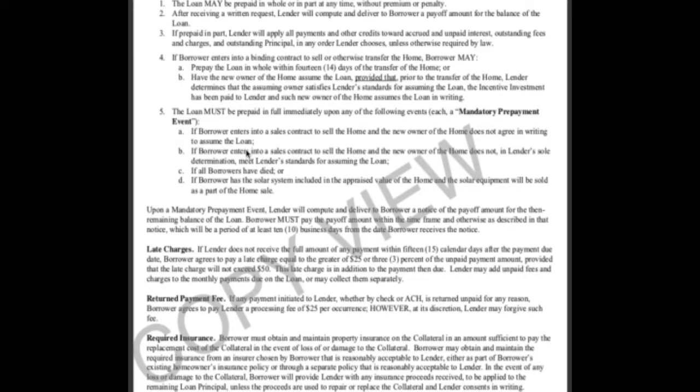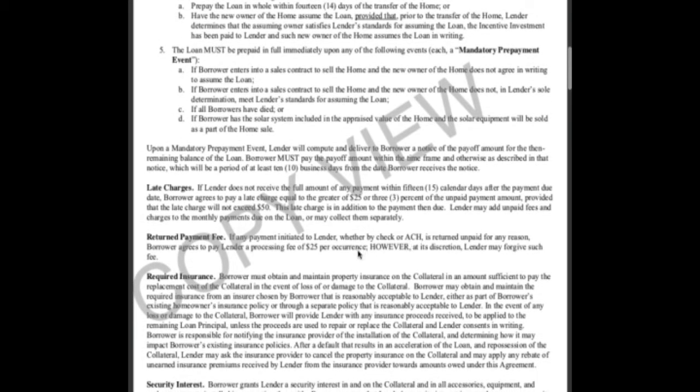You can transfer this loan over to the new homeowner if you do decide to sell the house. It goes into the late charges, prepayment or return payment fee, and again, communication is key. So if you do need to be late, make sure you contact them beforehand so they don't draw it out and it bounces back. They do require that you have insurance on the panels, so make sure you let your insurance company know when the system installs.